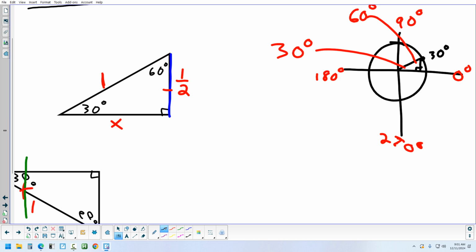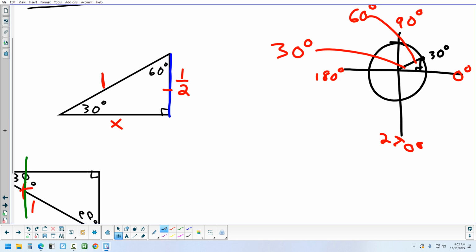Oh, wait. Because we only had one side. Yeah, we only had one side before. Now we've got two. So once you've got two, Pythagorean theorem is perfect. Joe, can you set up my Pythagorean theorem for me using those three numbers?